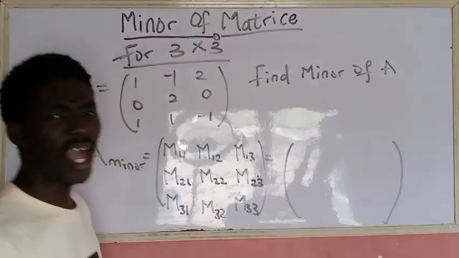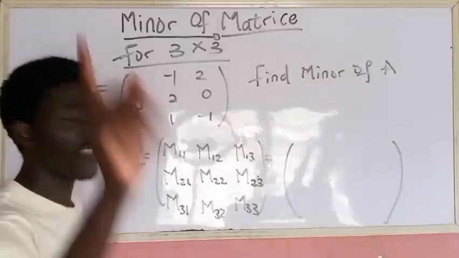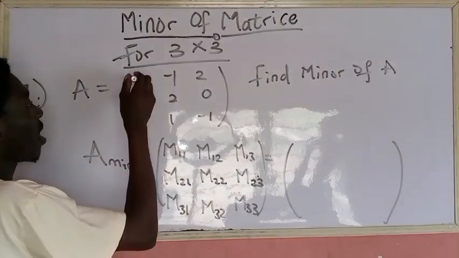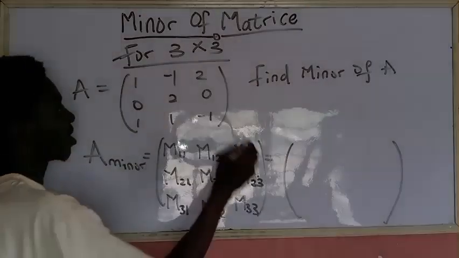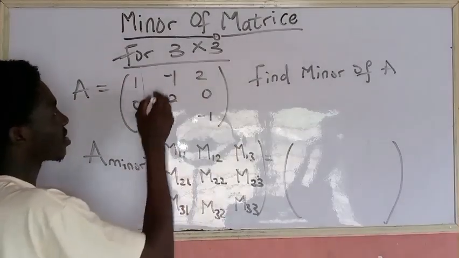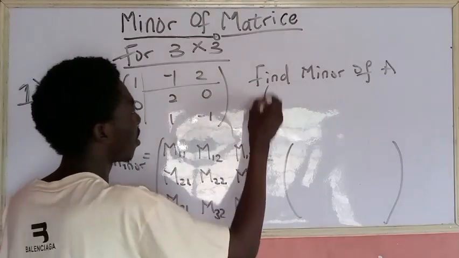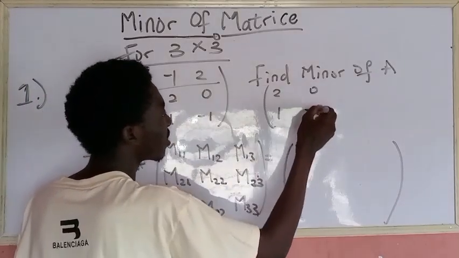Very good. Now how will you find the minor of a 3 by 3 matrix? That's very different from a 2 by 2 matrix. What we do here is you take one, cover this row, cover this column. When I do that, I'm left with 2, 0, 1, and minus 1.